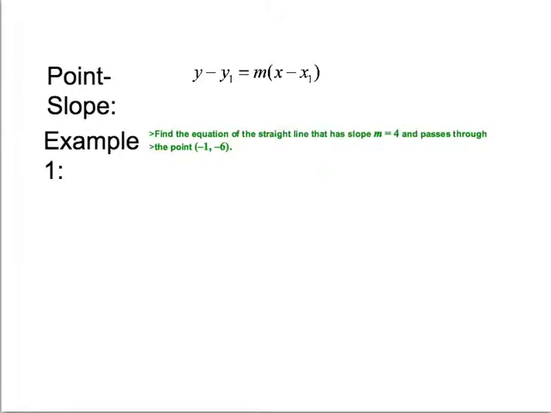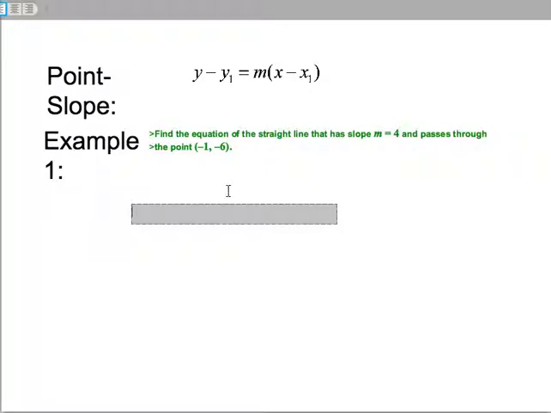Okay, so here's an example. Find the equation of the straight line that has a slope m equals 4 and passes through the point -1, -6. So this is just like the example that we used in the first slope-intercept example, except now we're going to use the point-slope form of the equation. So now there's really no calculations that I have to do here. I'm just plugging in something for the slope, for the first y, and for the first x.